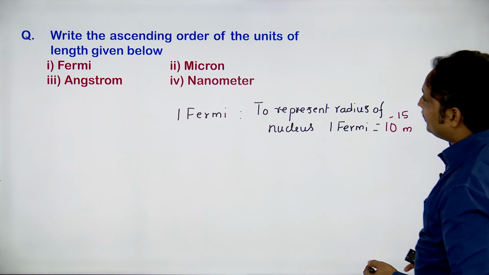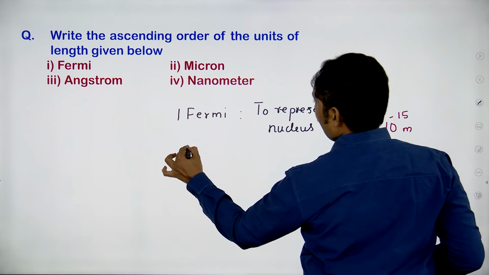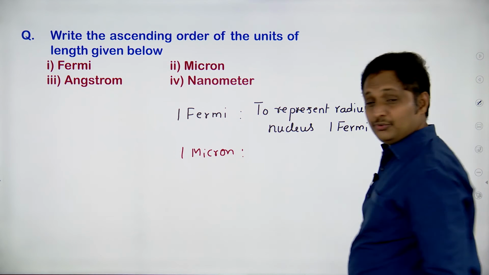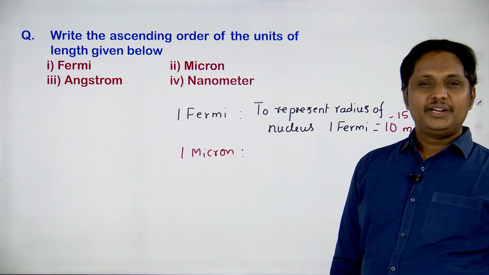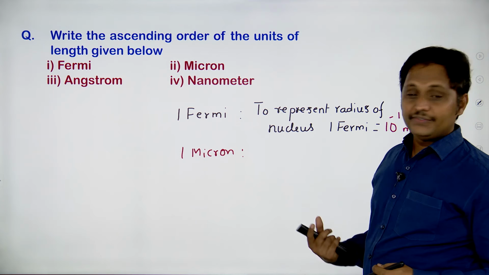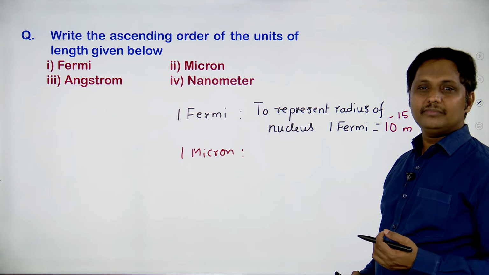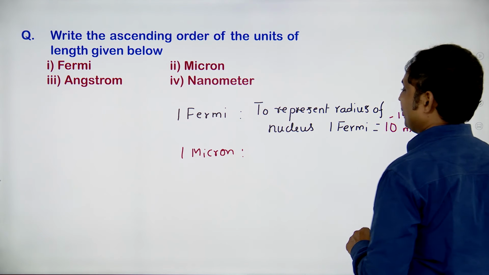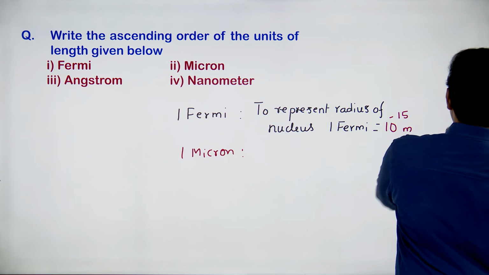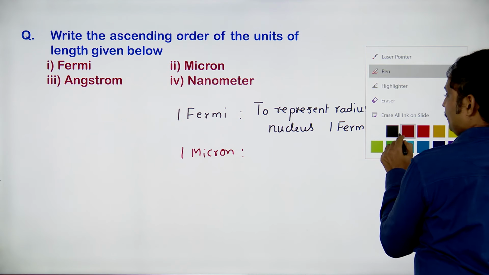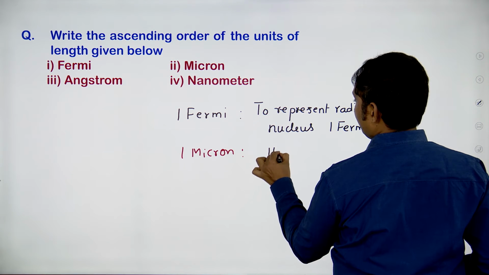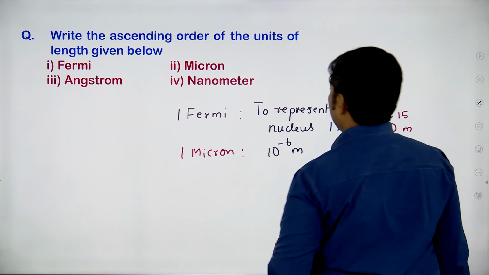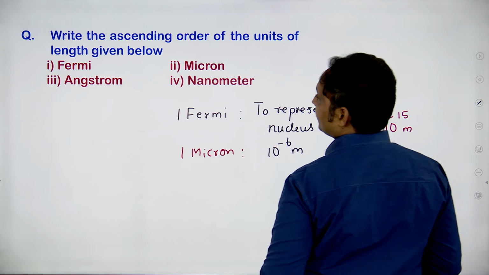Now we would like to go for the micron. 1 micron. Yeah, you have to get that. If you consider virus and bacteria and their size, it's going to be 1 micron. Just think like that. It's the size of the bacteria, the size of the virus. Now you can get this one, 10 to the power of minus 6 meter. Yes. What about the third one? Just you have to see angstrom.